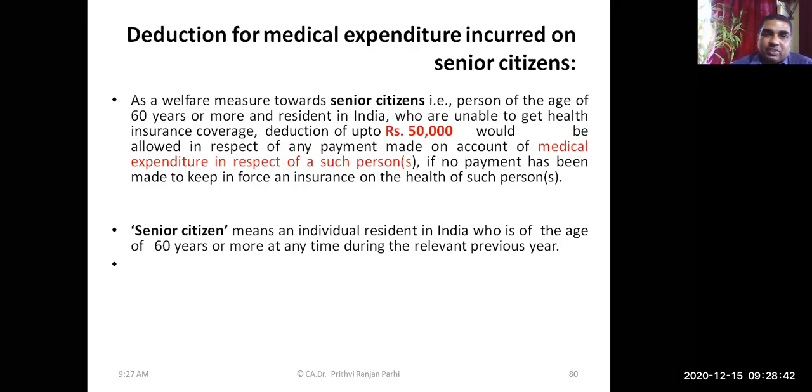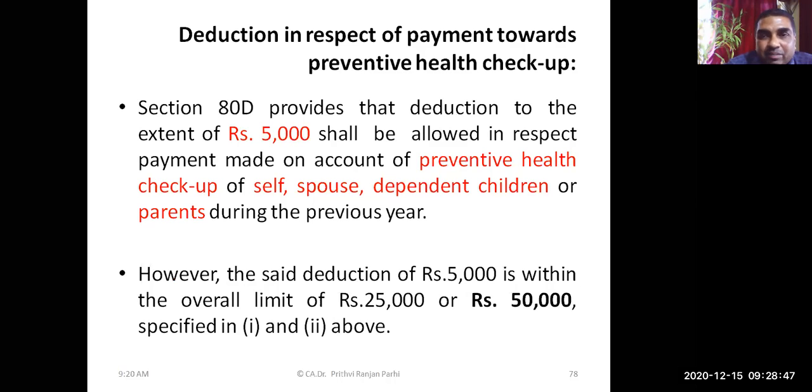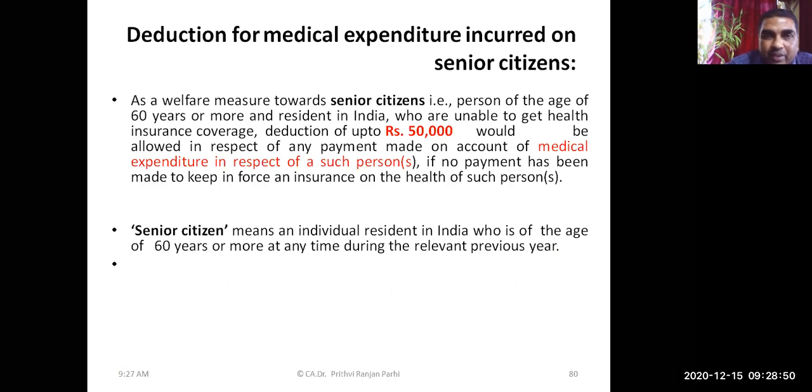Now, friends, one more thing you have to remember. We were talking about health insurance premium, but now we are talking about medical health expenditure of senior citizens. Here, a person who is at the age of 60 years or more and who is a resident of India, who is unable to get health insurance coverage, can also take a deduction up to 50,000 in respect of medical expenditure. It's not for premium, it is for expenditure. For medical expenditure, how much can be claimed? 50,000 rupees per annum one can claim.